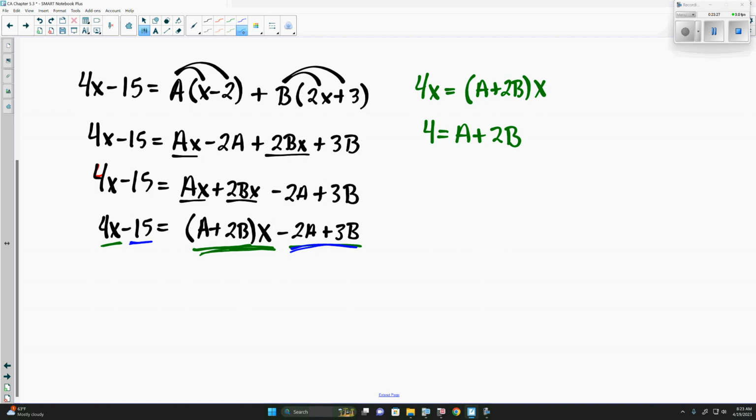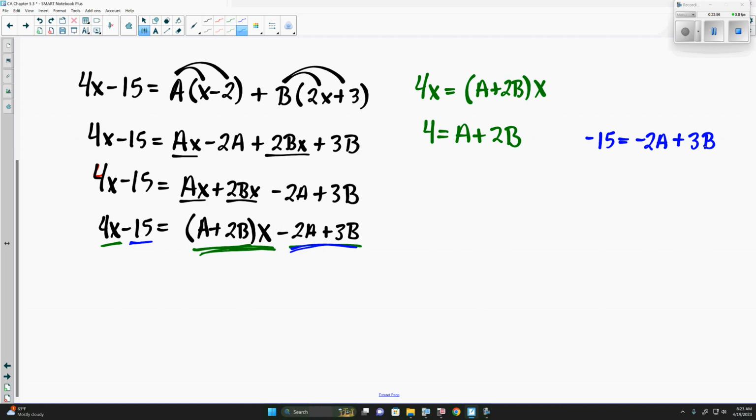Now what we're also saying is that negative 15 is equal to negative 2a plus 3b. Any questions on this here?